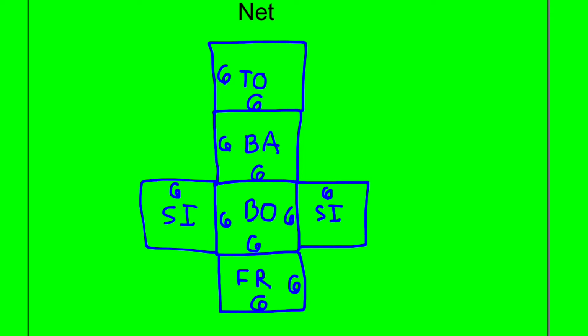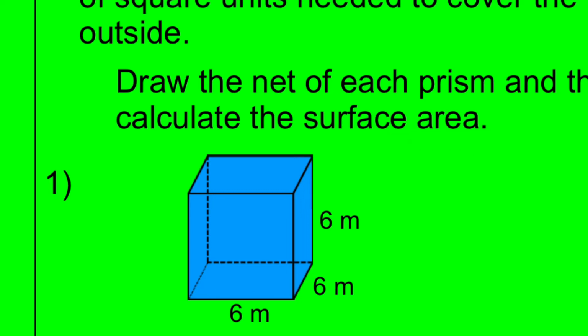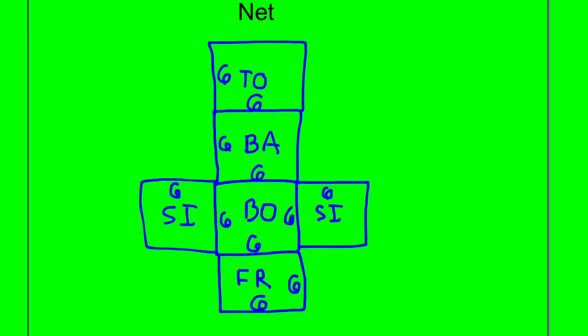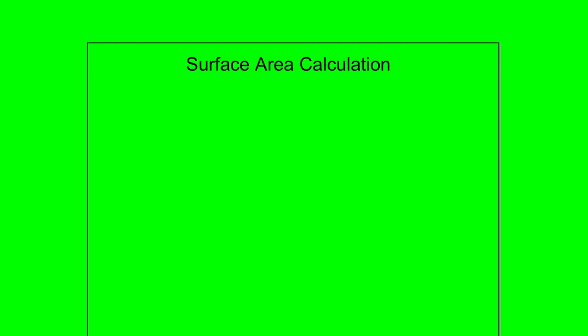Now, the next thing we want to do is calculate the surface area of this cube. So to calculate the surface area, we want to know the amount of space that covers all of these squares. We want to know the total area of all of these squares. Now, the lucky thing with a cube is that all the squares are the same, so we only need to calculate the surface area of one square and then multiply it by 6 because there are 6 squares that are the same. So let's go to another slide now. We'll do our surface area calculation.